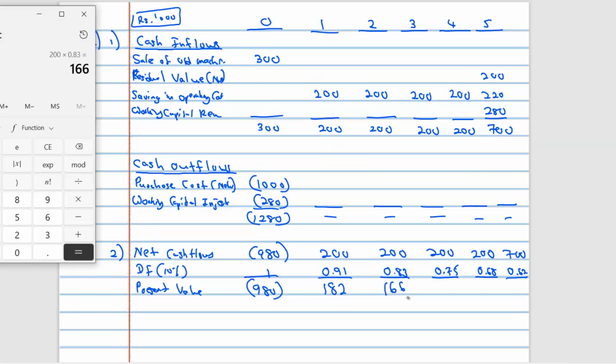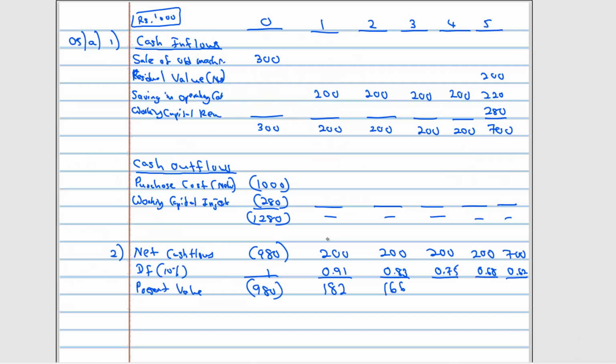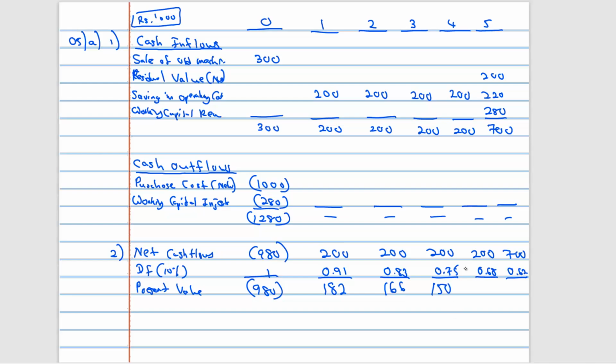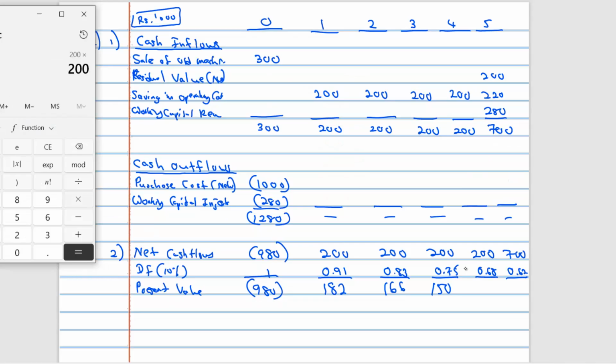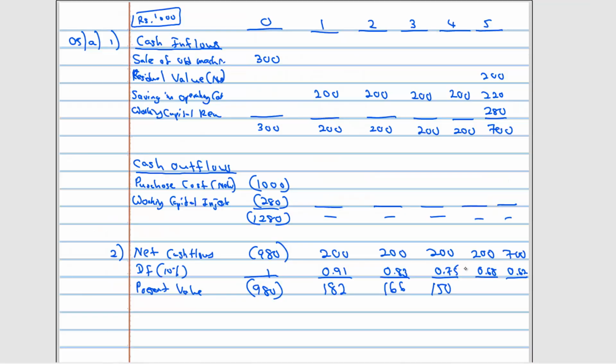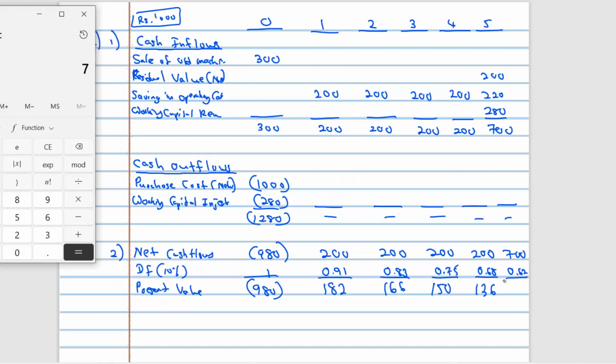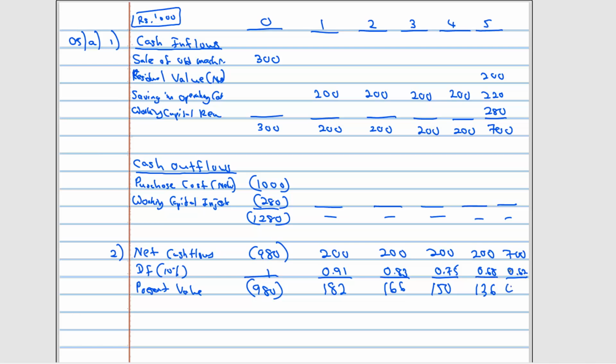Next one, 200 into 0.75, 150. Here 200 into 0.68, 136. Here 700 into 0.62, it is 434. Now let's calculate the NPV.